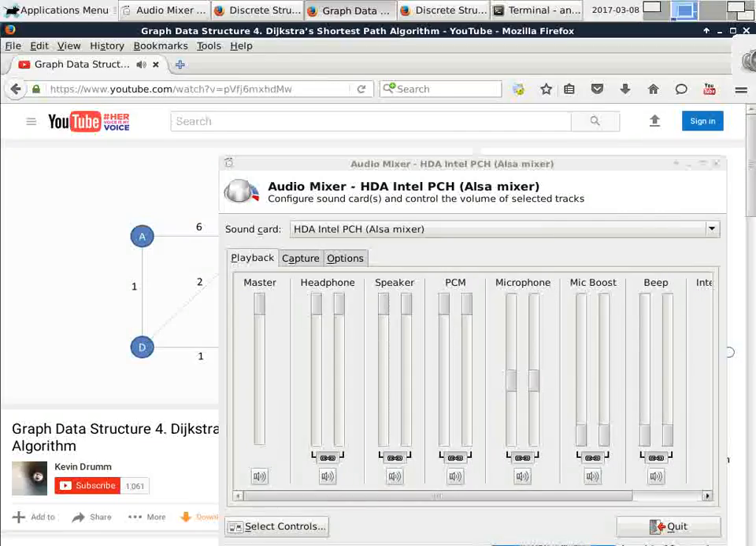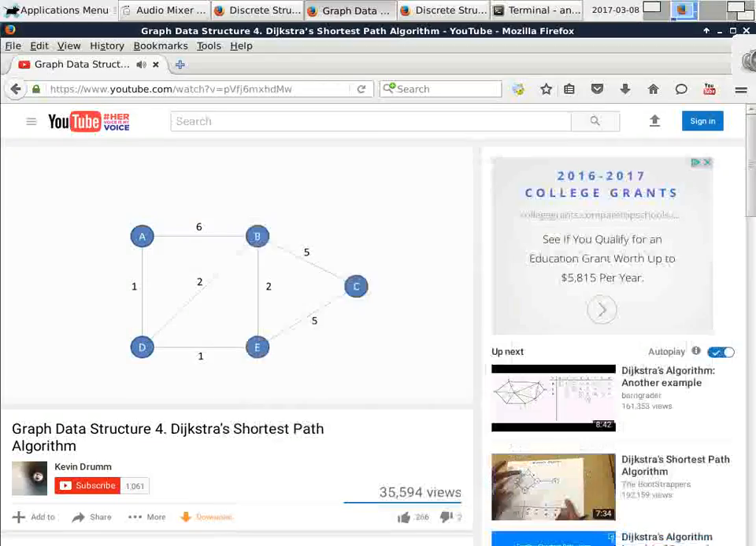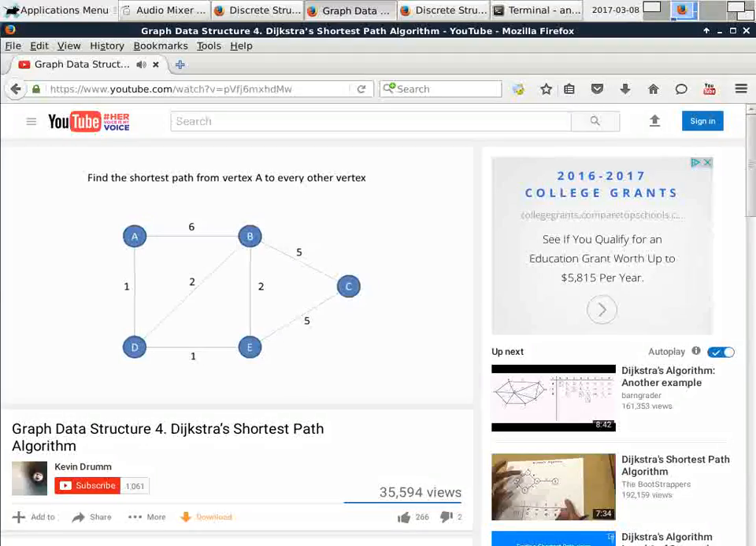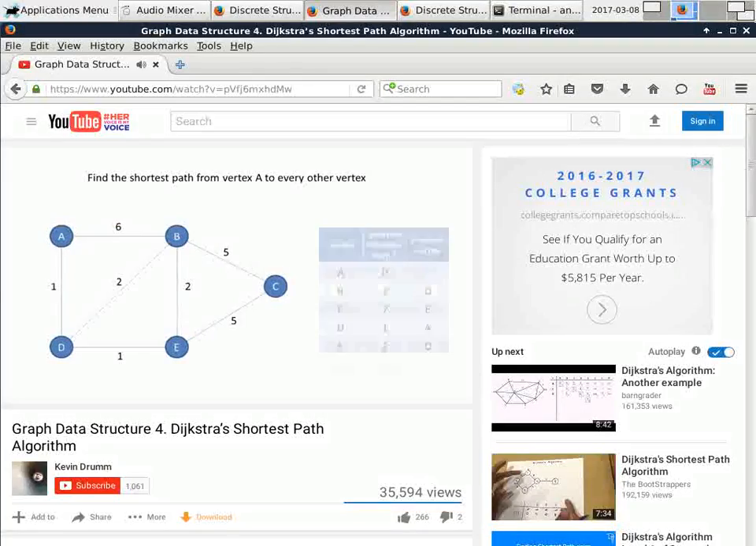In fact, Dijkstra's algorithm will find the shortest path from a given starting vertex to every other vertex in the graph. Consider this simple graph. Our objective is to find the shortest path from A to every other vertex. Once it is run, Dijkstra's algorithm will generate this information, which includes everything we need to know.